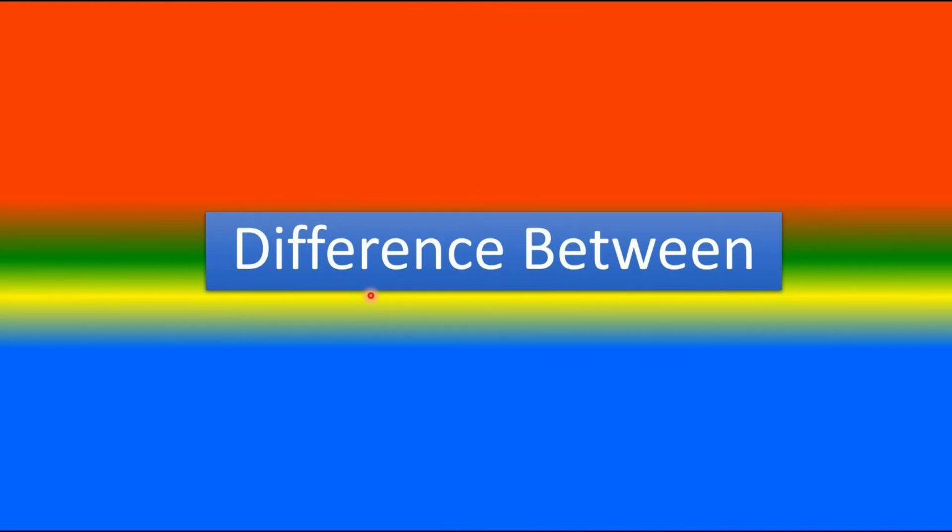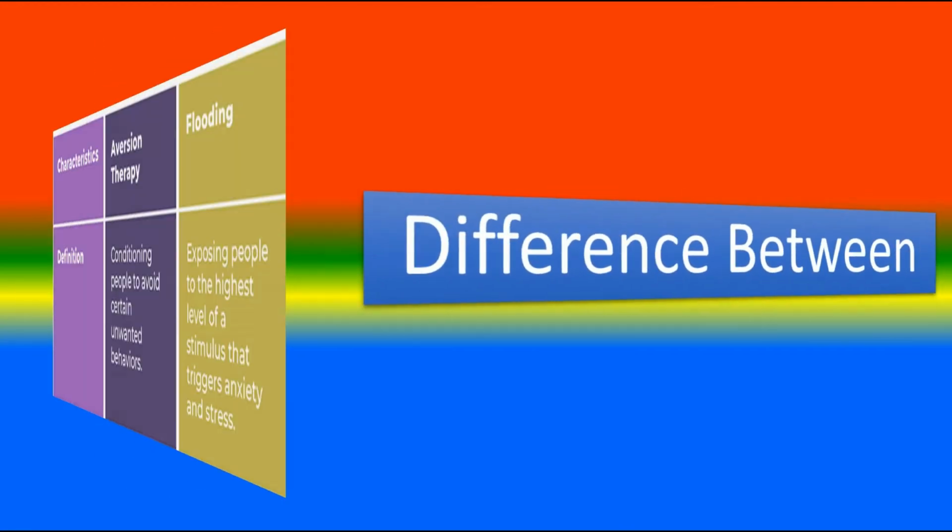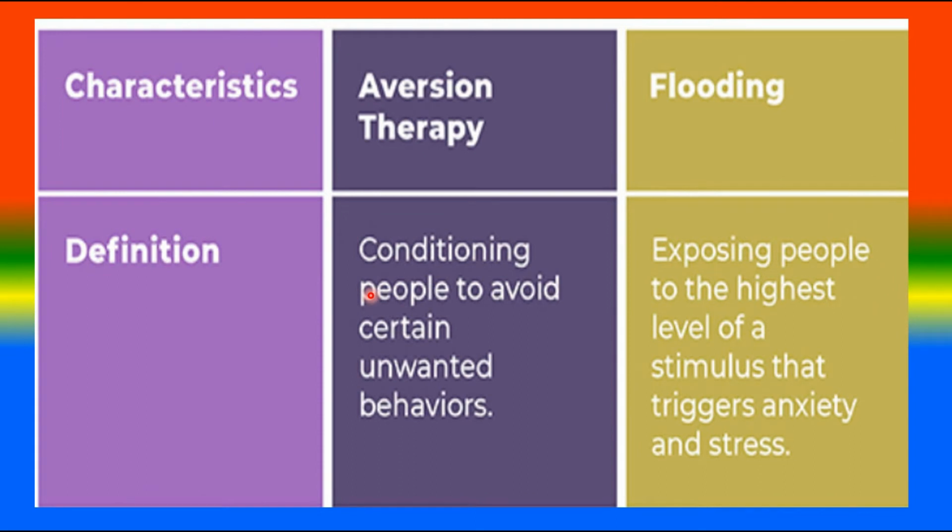Difference. Aversion therapy, flooding therapy. First, definition. In aversion therapy, conditioning people to avoid certain unwanted behaviors. Flooding therapy, exposing people to the highest level of a stimulus that triggers anxiety and stress.